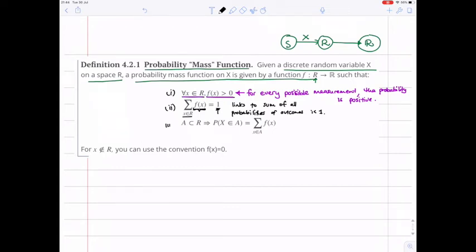And then the final thing that we have here says that if you have a group of measurements, so we're thinking of A as a subset of our set of measurements, so you've got a group of measurements, then the probability of belonging to the group is just the sum of the probabilities of things in the group.